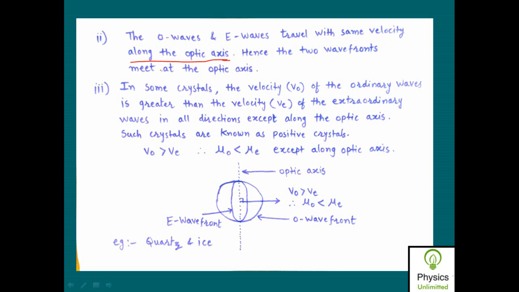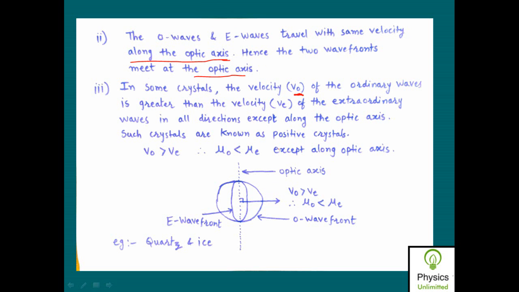Hence the two wavefronts will meet at the optic axis. Now in some crystals, the velocity VO, where the suffix O indicates the velocity for ordinary waves, is greater than the velocity VE of the extraordinary waves in all directions except along the optic axis. Such crystals are known as positive crystals.